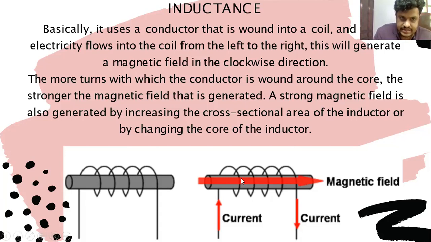We can increase this area. This is the cross-sectional area. We can increase this cross-sectional area, or we can change the core of the inductor, so that we can also increase the magnetic field of the inductor.